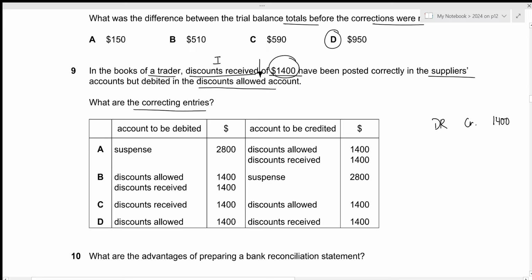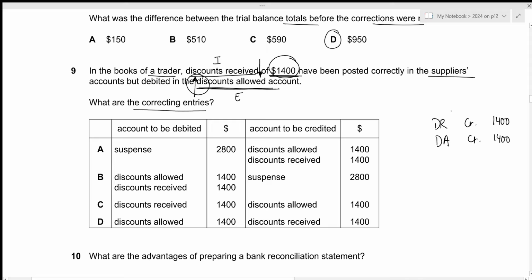Then the next error is that this 1400 discount received was incorrectly recorded as discount allowed. So discount allowed is overstated. If something is overstated, we need to reduce its value. And in order to reduce it, we just post it on the opposite side. We're talking about discount allowed, which is part of our expenditure. Expenditure should be correctly entered on the debit side. Now, since it is overstated, we need to enter it on the opposite side in order to reduce its value. So in this case, discount allowed will also be on the credit side, 1400.